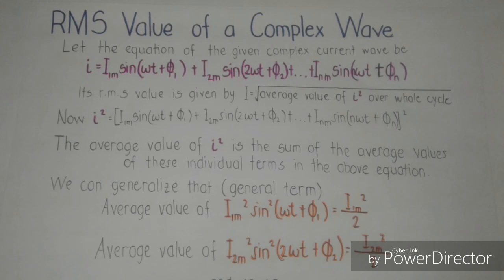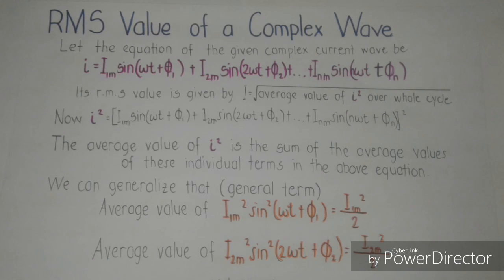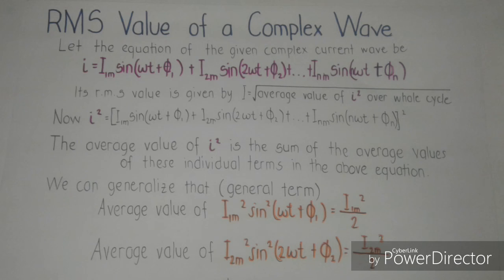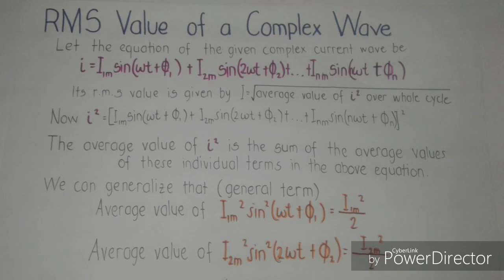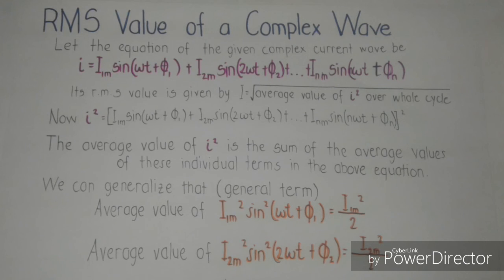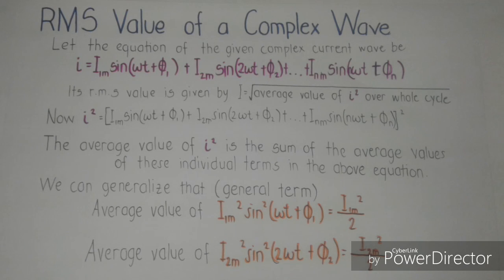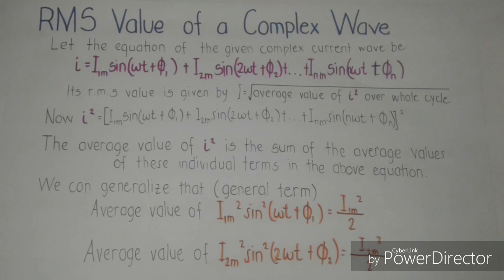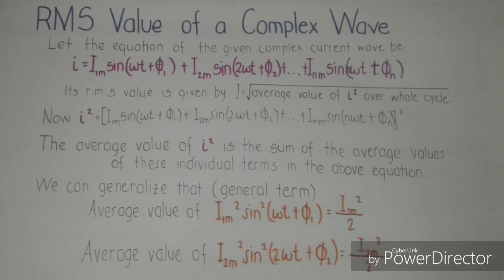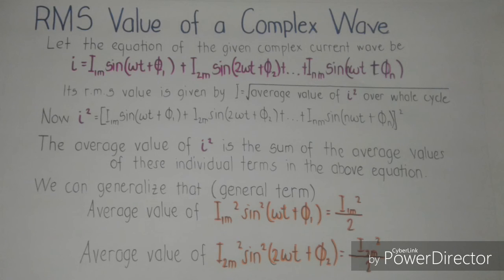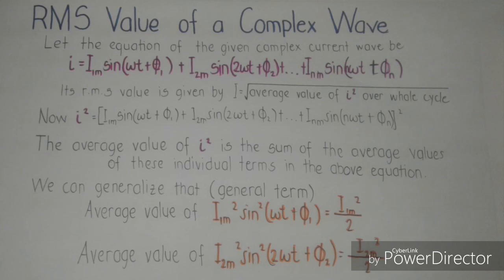The average value of I squared is the sum of the average values of these individual terms in the above equation. We can generalize that the average value of I sub 1m squared sine squared times the quantity of omega t plus theta sub 1 equals I sub 1m squared over 2, and the average value of I sub 2m squared sine squared times the quantity of 2 omega t plus theta sub 2 equals I sub 2m squared over 2, and so on for the general term.